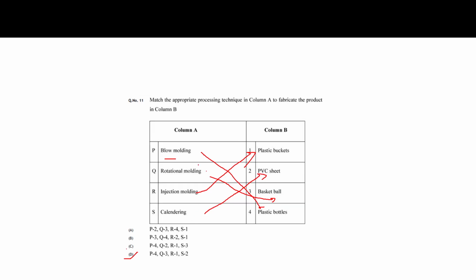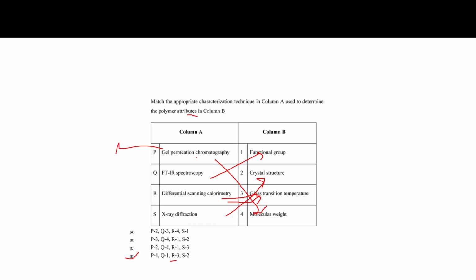Blow molding. From blow molding we can get plastic bottles, like a Thums Up bottle. Injection molding we can also get bottles or a plastic bucket. From calendaring we get PVC sheet, and from rotational molding we can get a basketball.